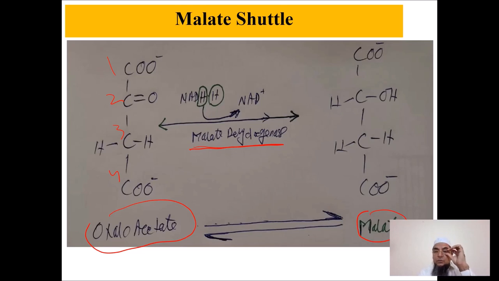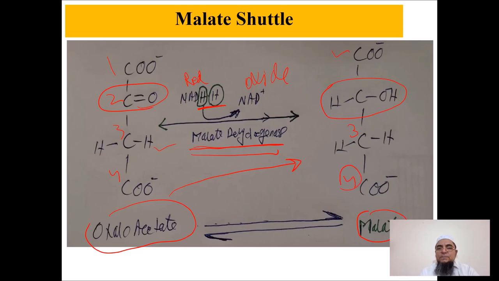And then we'll see how it helps in the transport of hydrogen from the cytoplasm to the mitochondria. This oxaloacetate accepts 2 hydrogens from NADH. NADH will provide 2 hydrogens and is oxidized with the help of the enzyme malate dehydrogenase. Then this oxaloacetate is converted into malate. See here, this position will change into CHOH, while carbon number 3 is the same and carbon number 4 is the same. Clear? I hope this picture is clear to you guys.